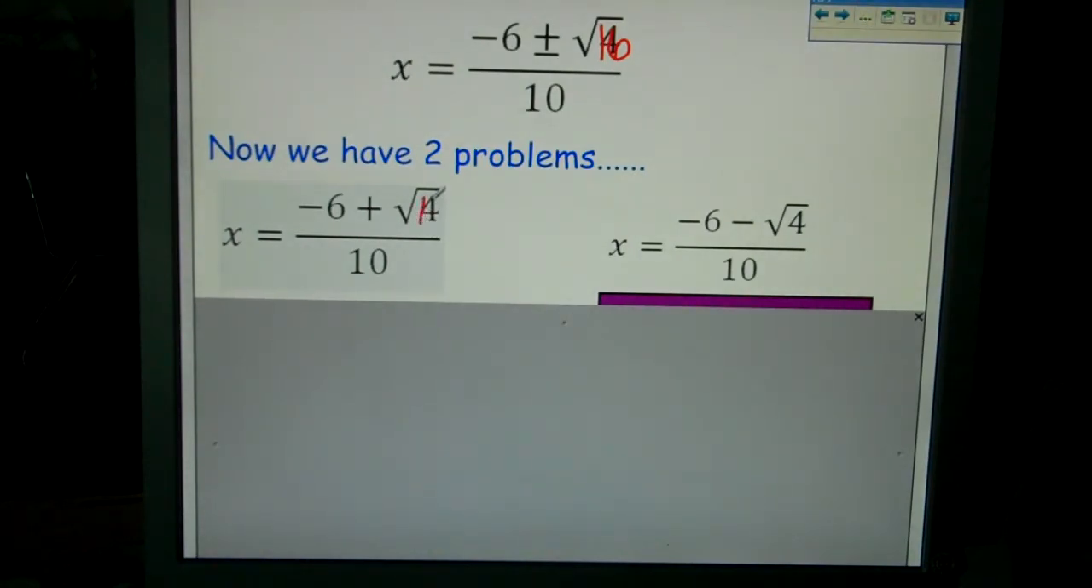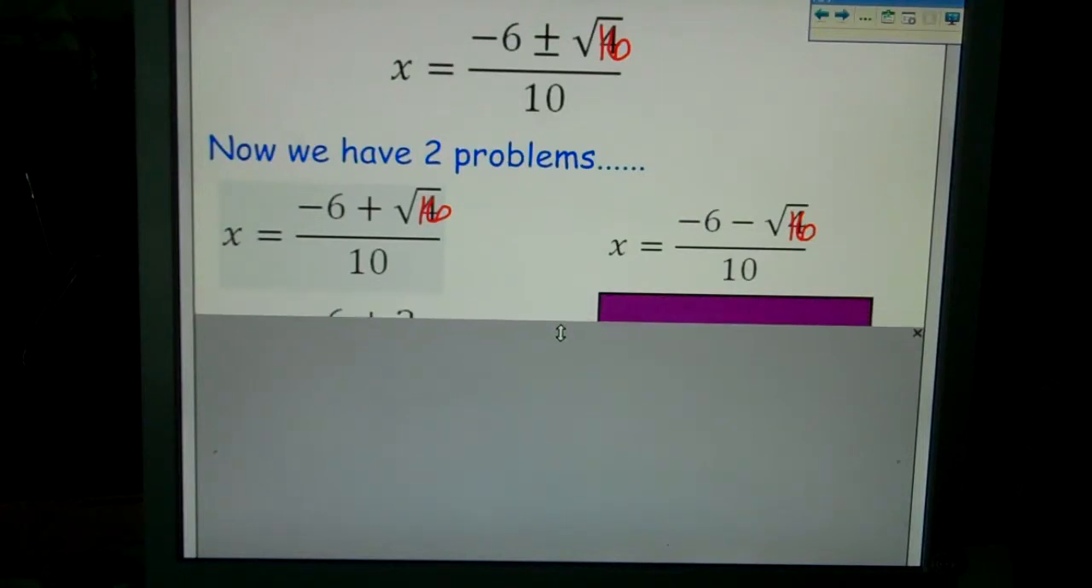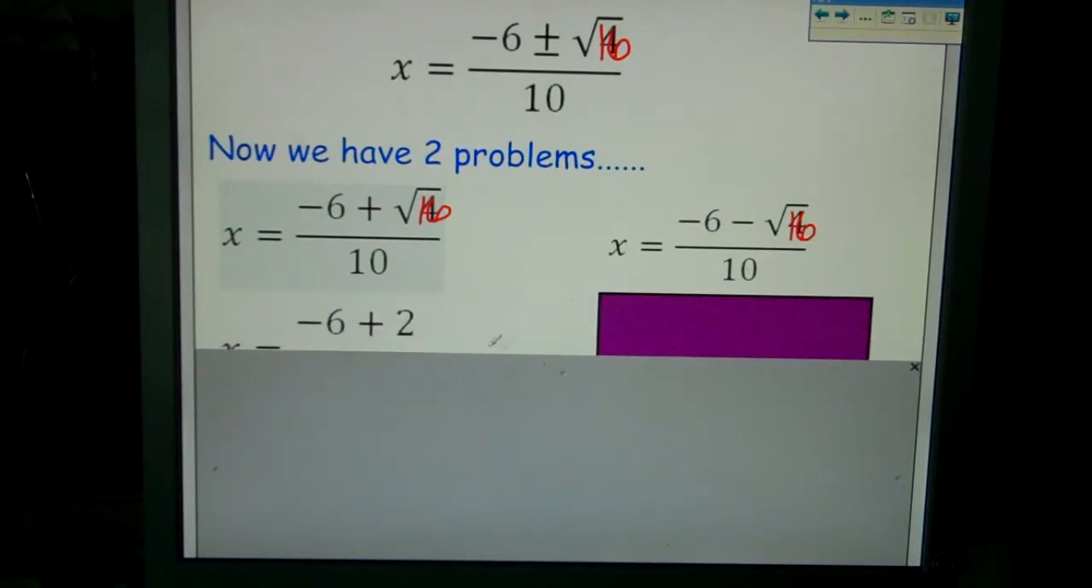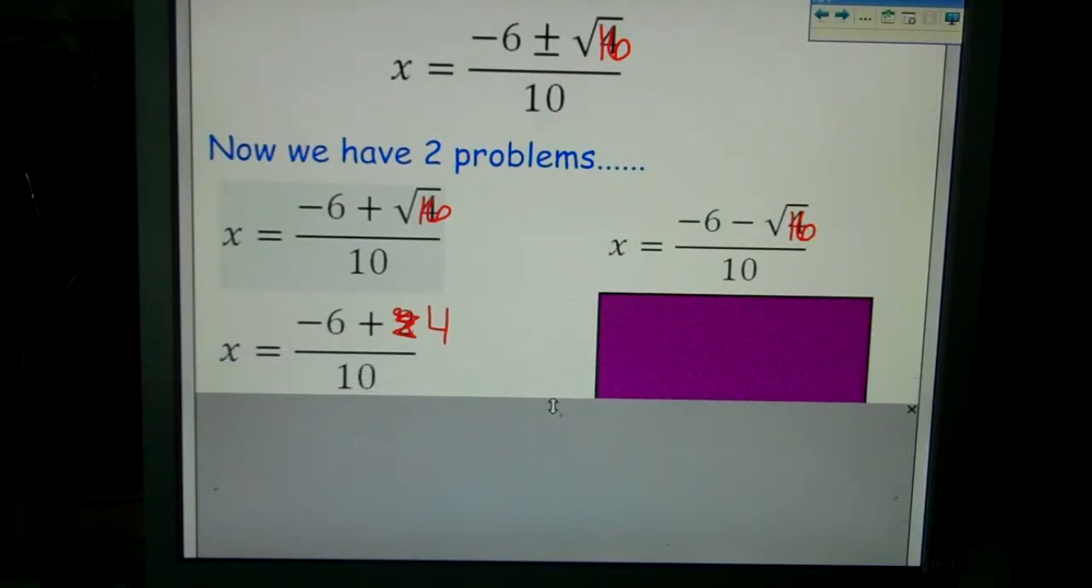All right, now hold on. Don't look for just a minute. Close your eyes for just a minute. Let me fix this. All right, I fixed it now. Negative 6 plus the square root of 16 divided by 10, and negative 6 minus the square root of 16 all divided by 10. All right. Square root of 16, what did that give us? Not 2. It gave us 4. All right. Divided by 10.